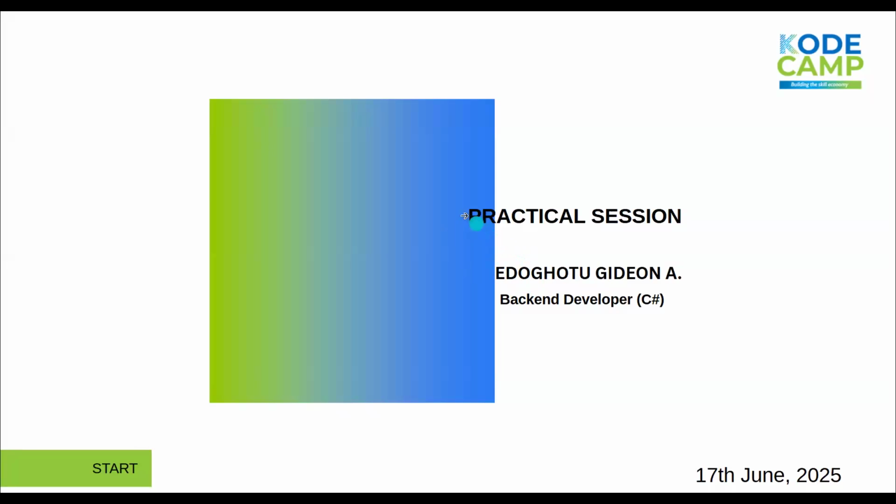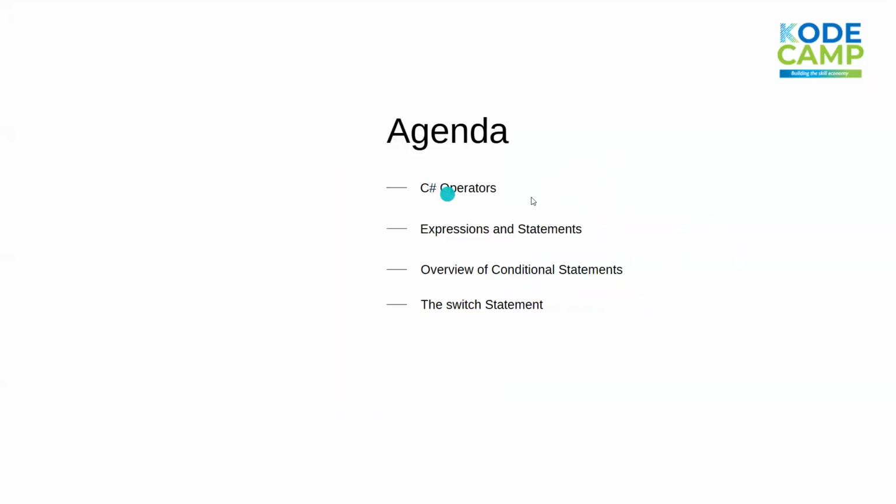Welcome to our lesson 5, and today we will be having our practical section because in our last class we were not able to cover everything that had to do with the introduction to C#. So our agenda for today is we would look into C# operators, the practical aspect, expressions and statements, the overview of conditional statements that has to do with the if-else statement, then switch statement and all.